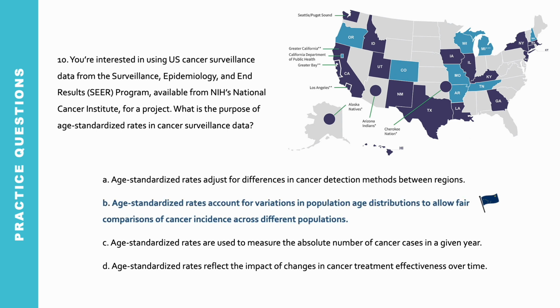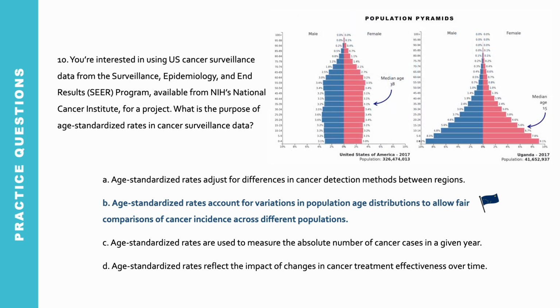Age-standardized rates are used to make comparisons between populations whose age structure has changed over time, or to make comparisons between two populations with different age structures. When talking about population pyramids, I use the example of the United States compared to Uganda, which are two countries with very different age structures. So you can't make a direct comparison between the two populations.